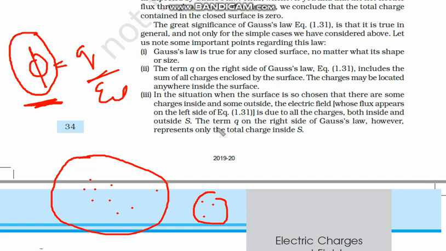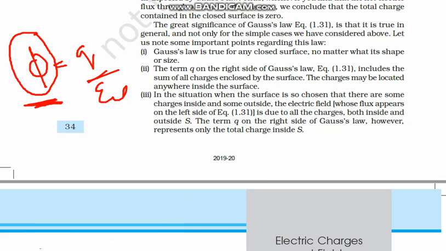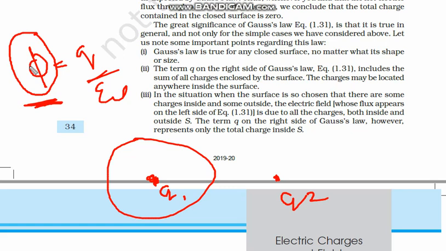However, the term Q on the right side of Gauss law represents only the total charge inside the surface. So Q is only for inside charges. Let us understand it again. Suppose there is a surface, and there are many charges inside, this is Q. There are some charges outside, this is Q1, this is Q2. So this flux is due to both Q1 and Q2, but this charge Q is only Q1 which is enclosed.